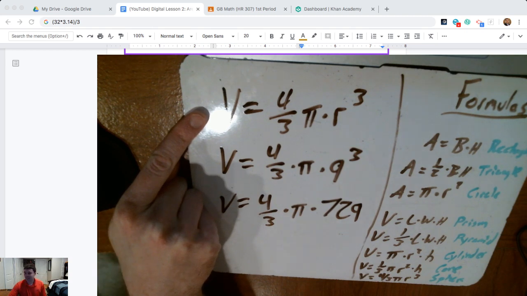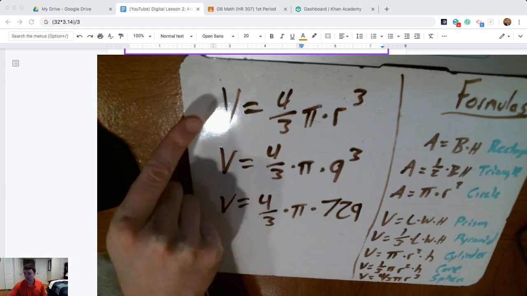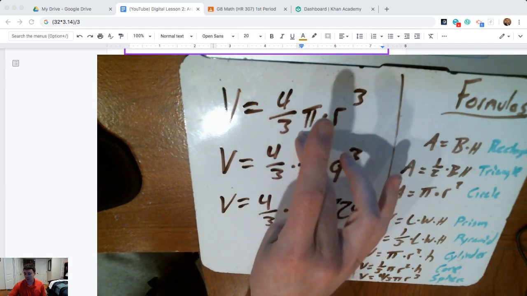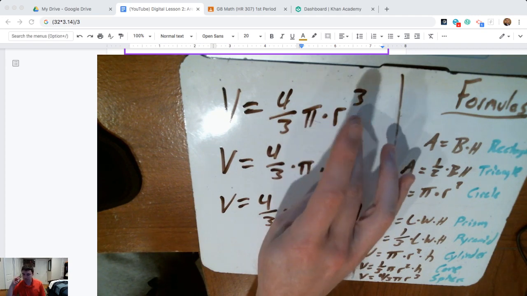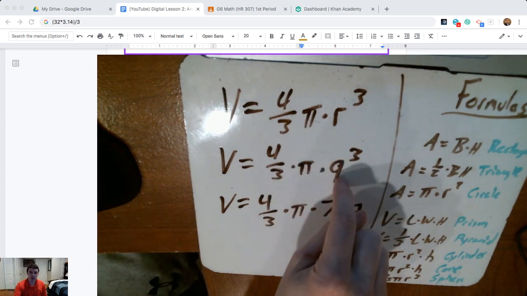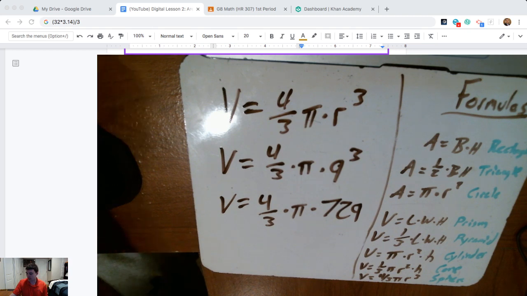So the sphere says volume, the formula V stands for volume, equals 4/3, a fraction, multiplied with pi, multiplied with radius to the 3rd power, or r cubed. As we work through, 9 was the radius for the sphere, so 9 cubed gave us 729.